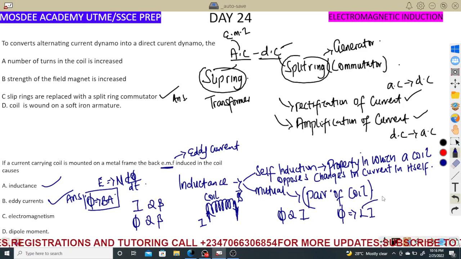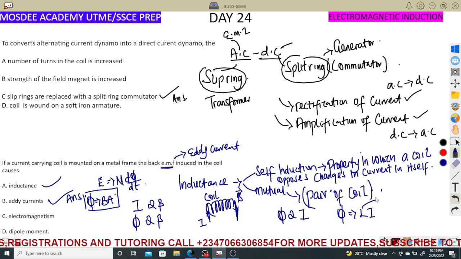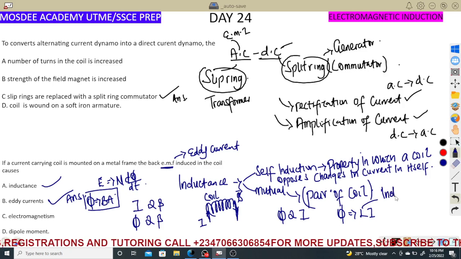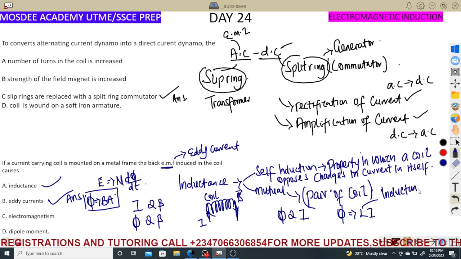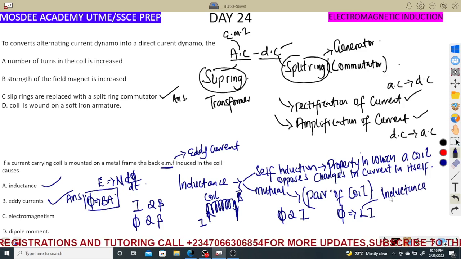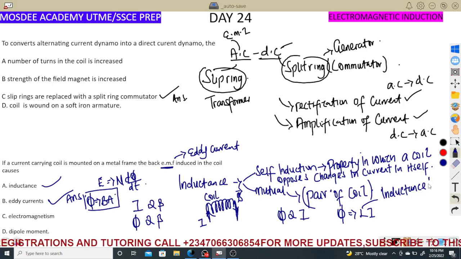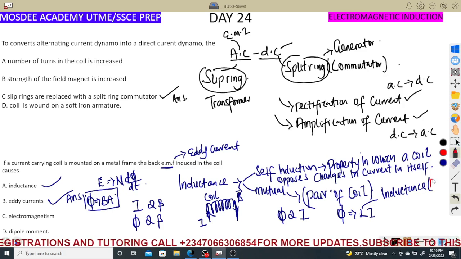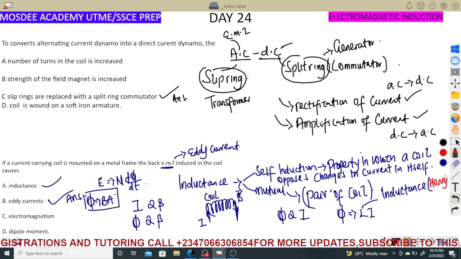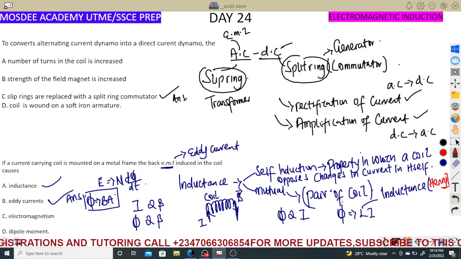This L is now called the self-inductance. I will say coefficient of inductance. So this L, the constant we have introduced, is called inductance, which is measured in henry. Keep that at the back of your mind. That is just a short concept and I leave it to you now.